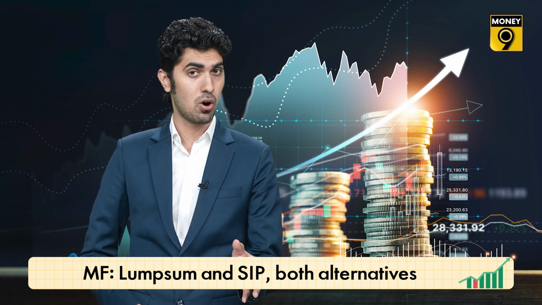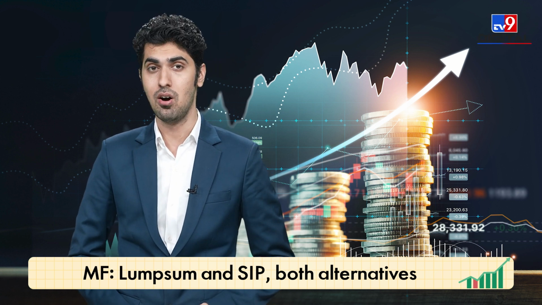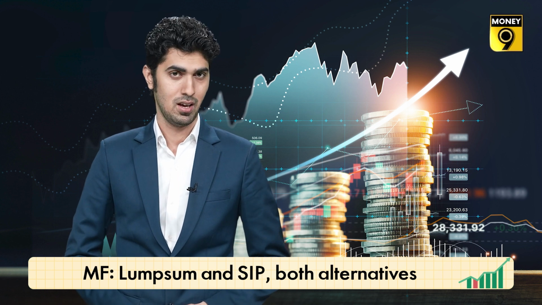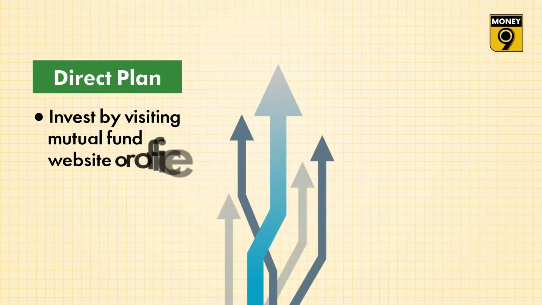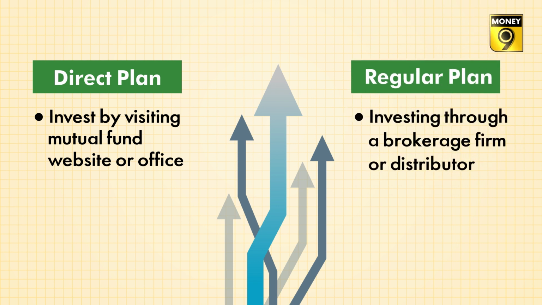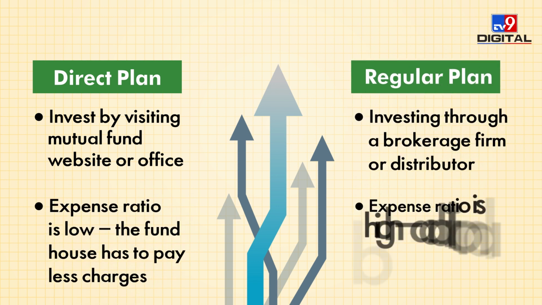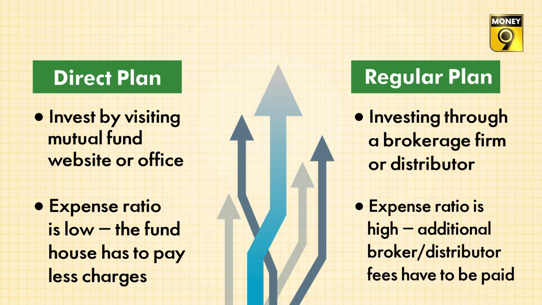So, how to invest in mutual funds? You can invest in mutual funds either through a lump sum or through a systematic investment plan or an SIP, which is a monthly mode. There are two ways to invest in mutual funds: direct and regular. Under the direct plan, you can start investing directly through the mutual fund's website or office. In the regular plan, you can also invest through a brokerage firm or distributor. In direct investment, you have to pay a lower charge to the fund house, which means the expense ratio is lower. The expense ratio is higher in the regular plan.